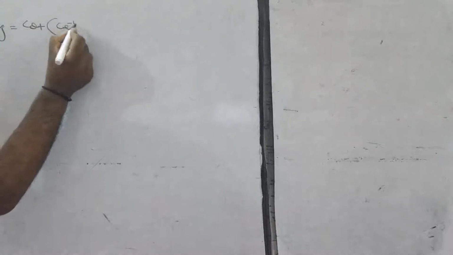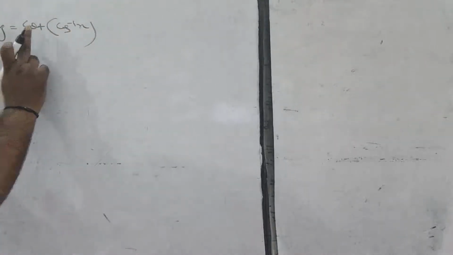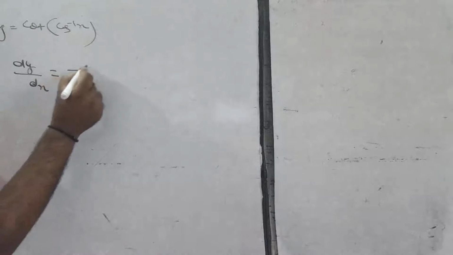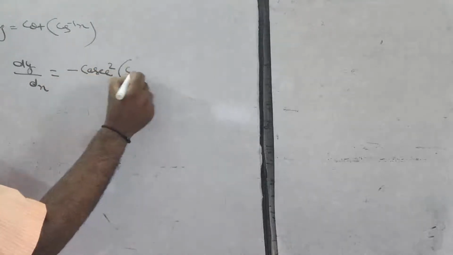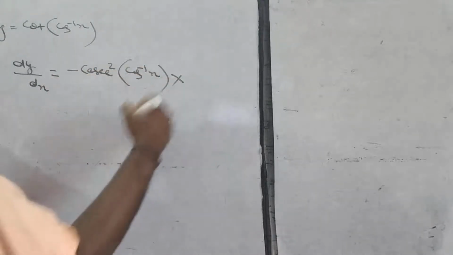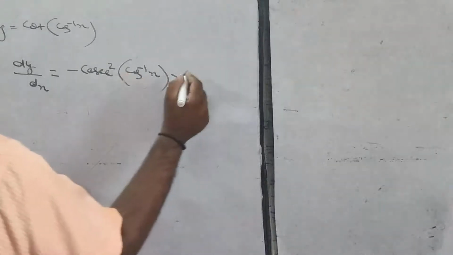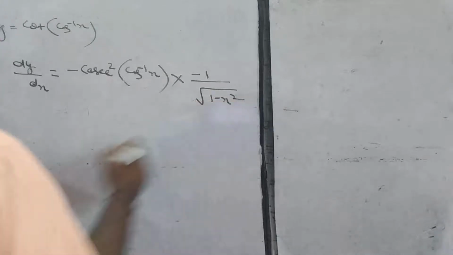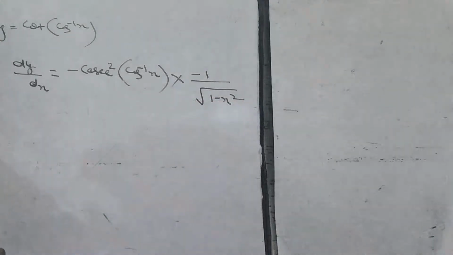Take another question, like y is equal to cot cos inverse x. So what is the differentiation of cot theta? Minus cosec square theta. So it can be written as dy by dx is equal to minus cosec square theta into the differentiation of cos inverse x, minus 1 by under root 1 minus x square.